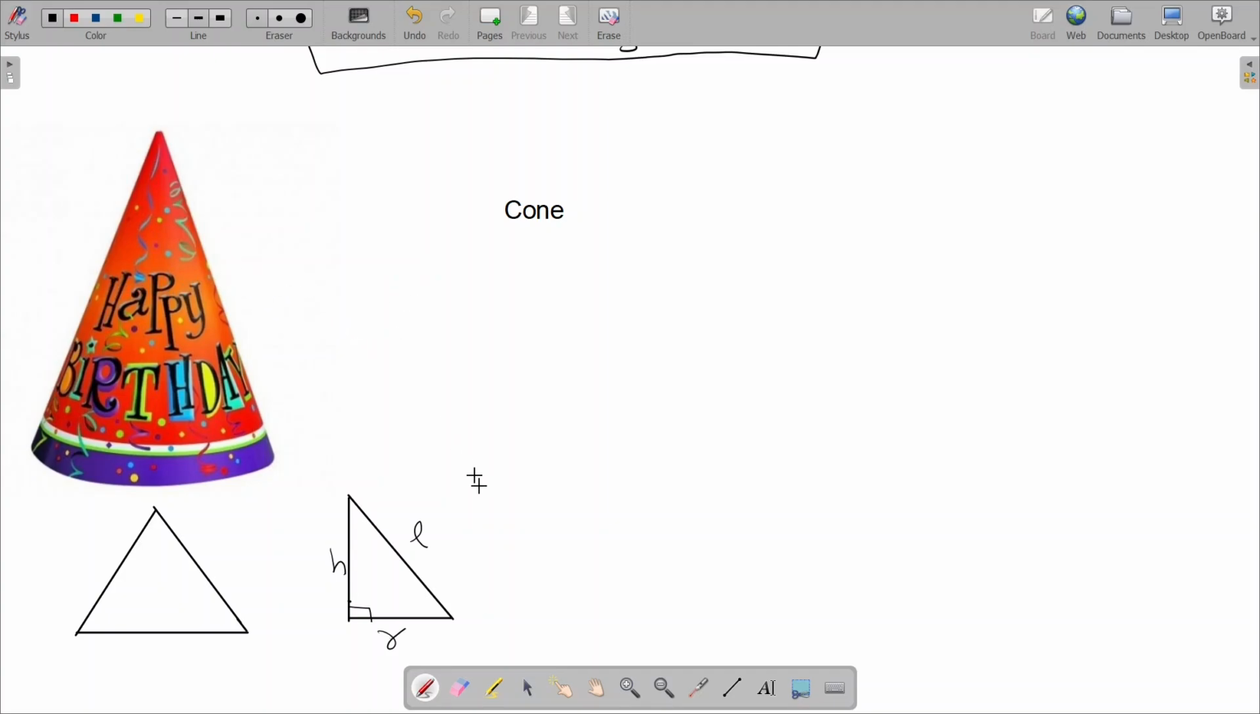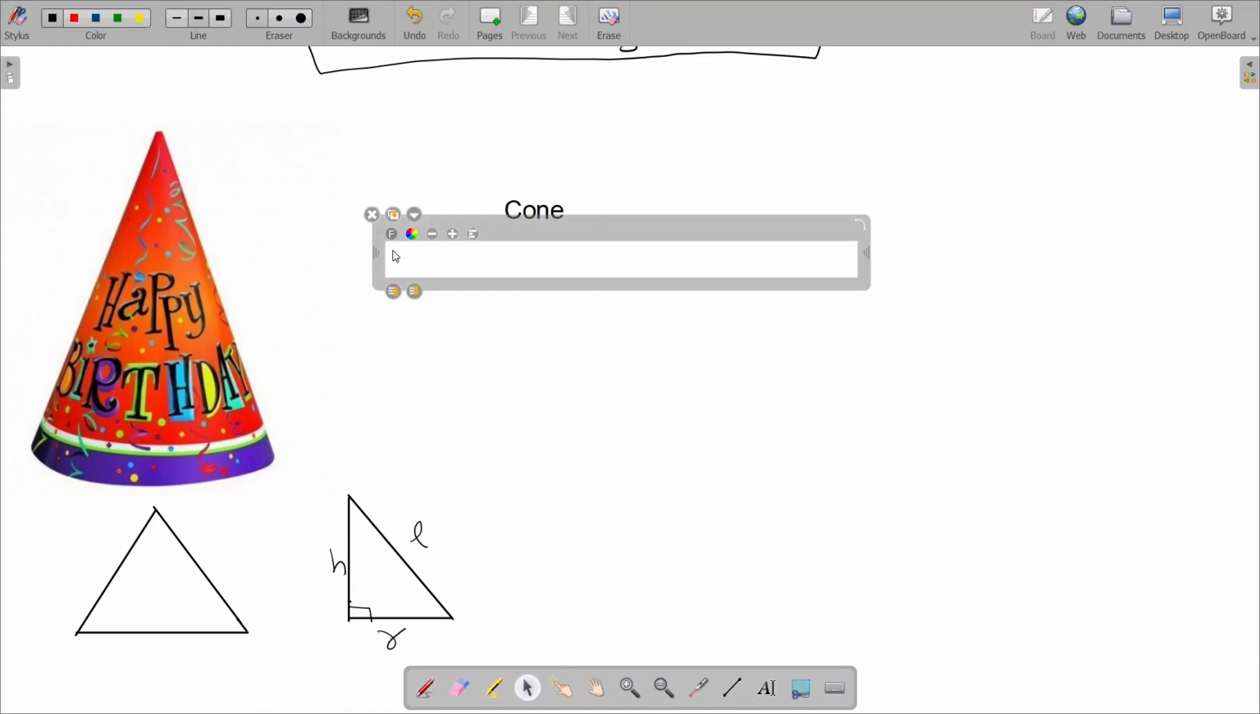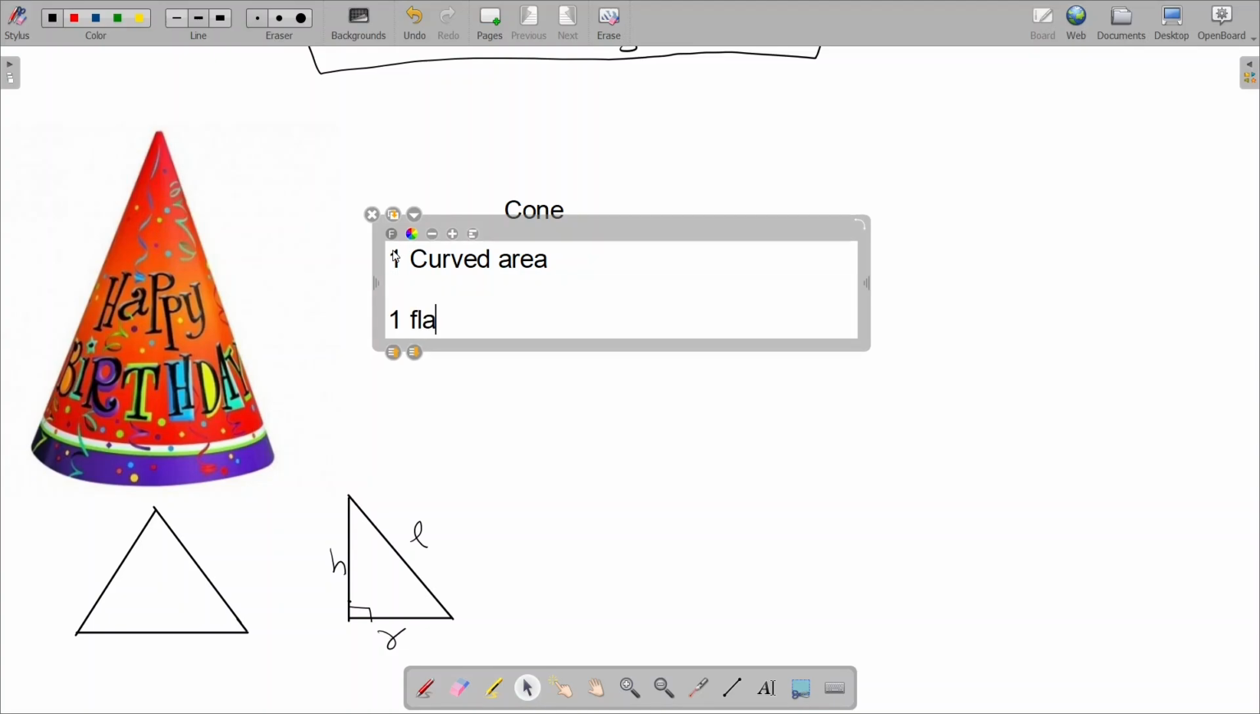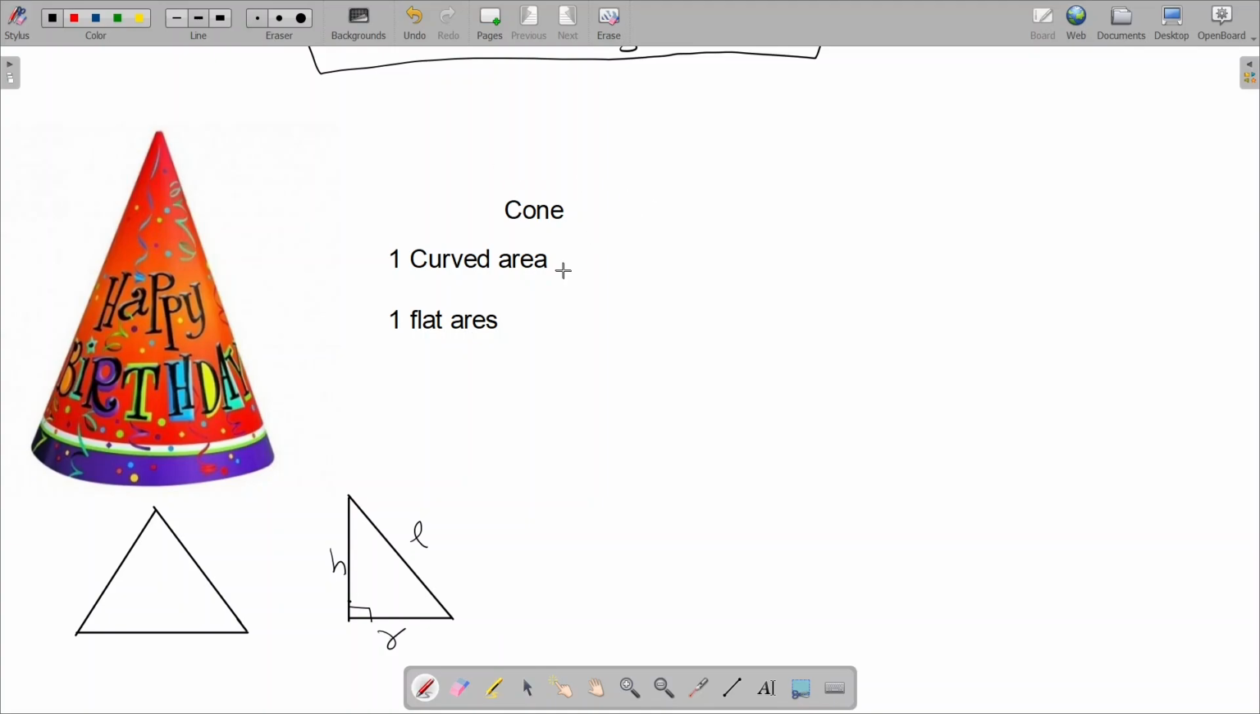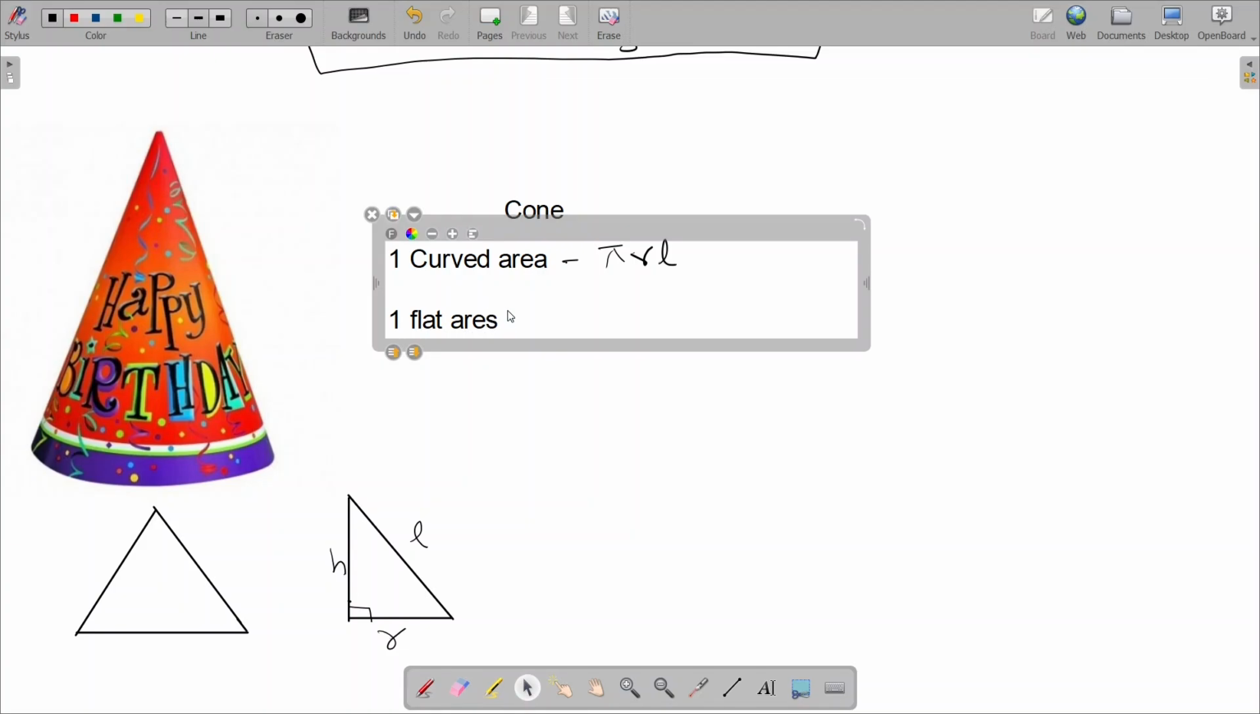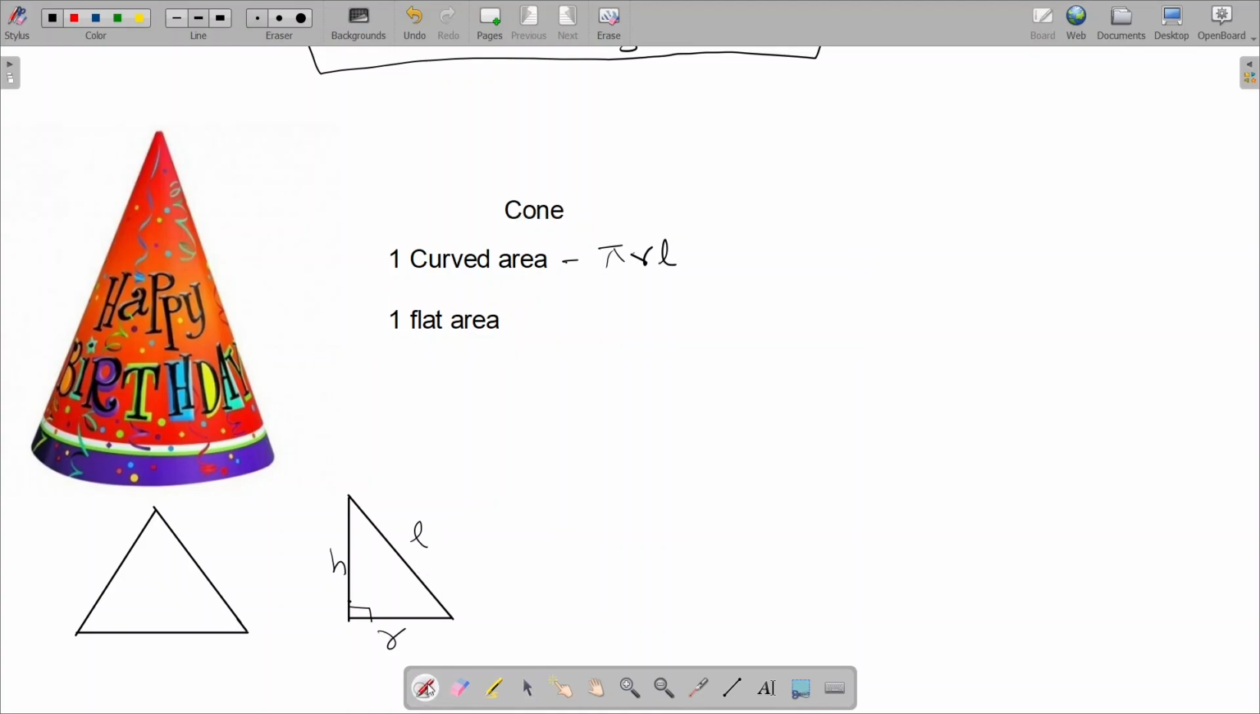you have got one curved surface area and one flat area. The curved area of a cone is called only pi r l. It's a very good simple formula. The flat area is a circle. If you see the cone from the bottom, you will see a circle.